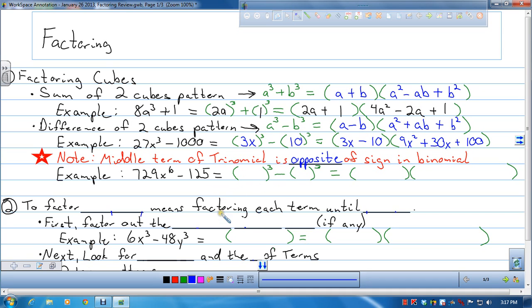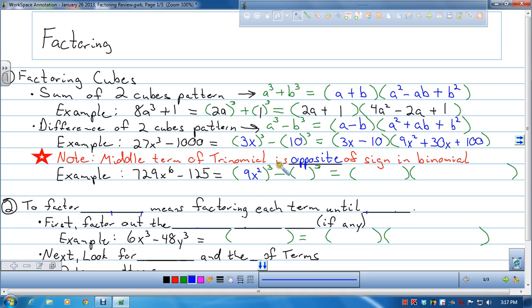Alright. So one more example, 729x to the 6th power. Well, what cubed is 729? You could put that in your calculator, and you would realize that it is 9. What do you have to cube to get x to the 6th power? Well, you'd have to cube x squared, because if you remember your power to a power rule, 2 times 3 would be 6. When you have a power to a power, you multiply the exponents.